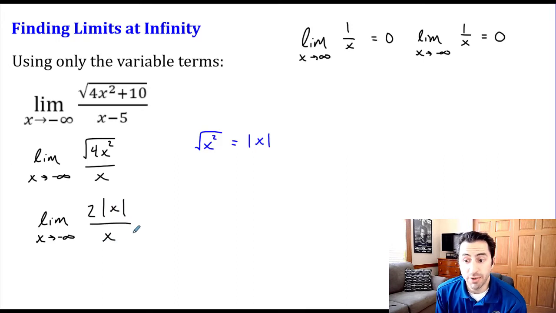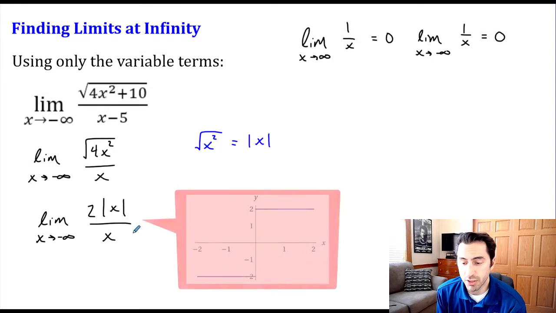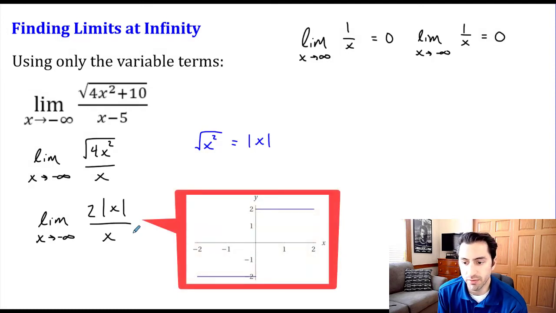Okay, now let's think about what this function looks like, or what's happening as we plug in different values. So we're at the simplified function: 2 times the absolute value of x divided by x. And as we're approaching negative infinity, let's say if I plug in negative 1, this will turn into positive 1 over negative 1, so we get negative 2. Let's say I plug in negative 10. This will turn into positive 10, I'll have negative 10 in the denominator, so I'll have 20 divided by negative 10. I'll have negative 2.